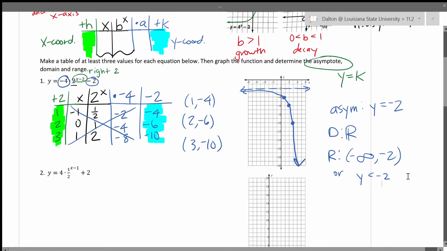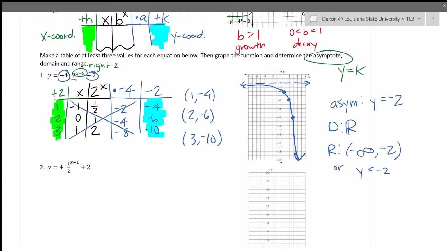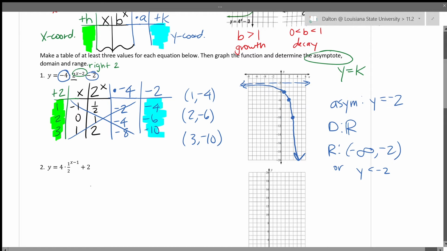Okay, number 2. Start off with our charts. X in the first column, and then b to the x in the second column, except this time b, your base, is 1/2 to the x power.